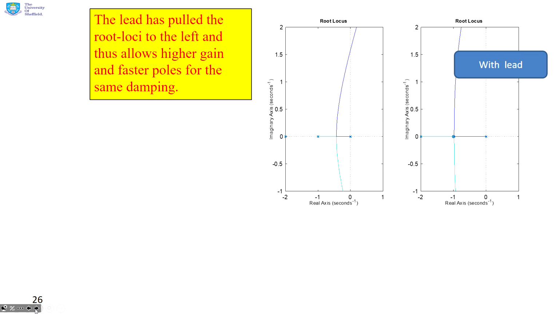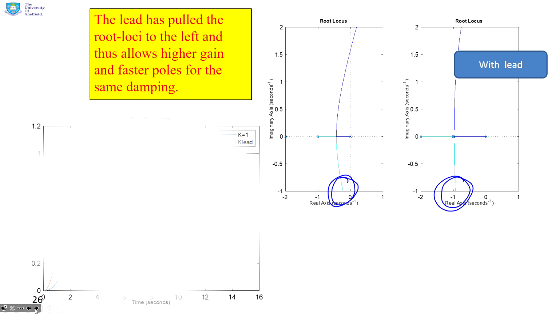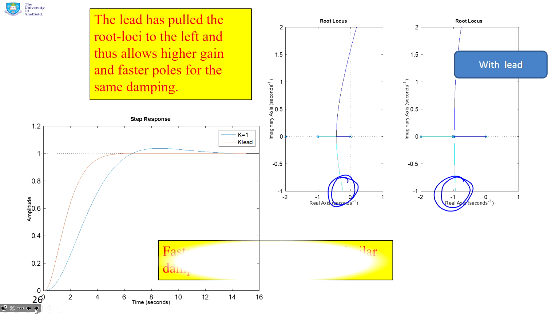And here's the result. You'll see the lead has pulled the root loci to the left. So if you compare the before and after, you'll see here the asymptotes close to minus 1. Or the root loci. So we have pulled ourselves a long way to the left, so we are going to be much faster, which is what we wanted. And if you look at the step responses, you can see what do you get with the lead and what did you get with the simple gain design. And you can see the lead is significantly faster.